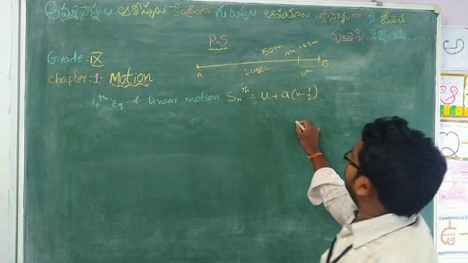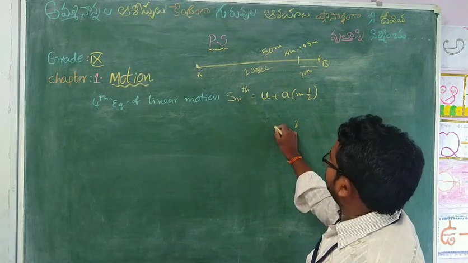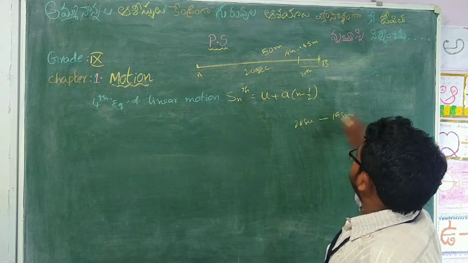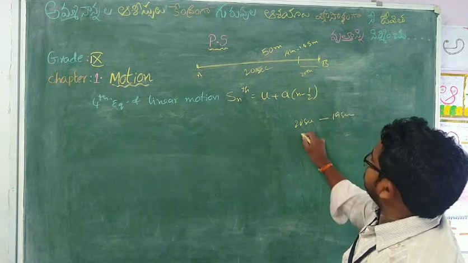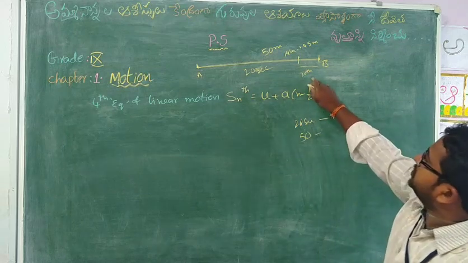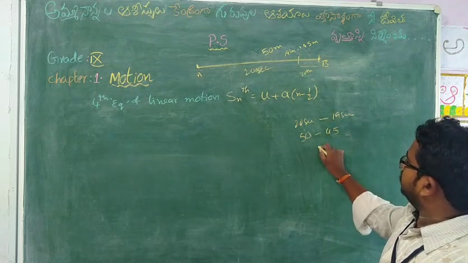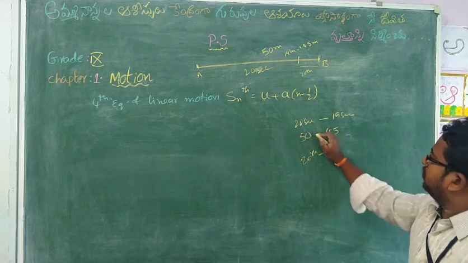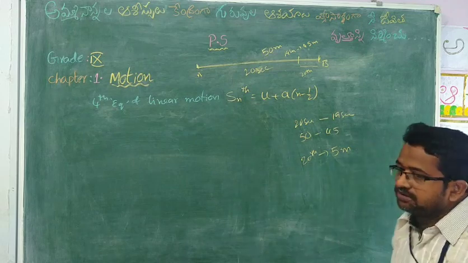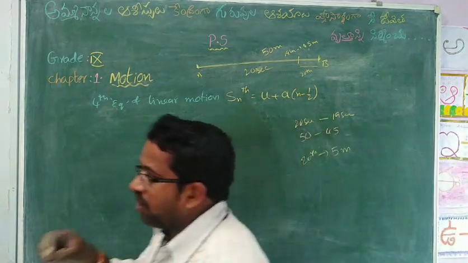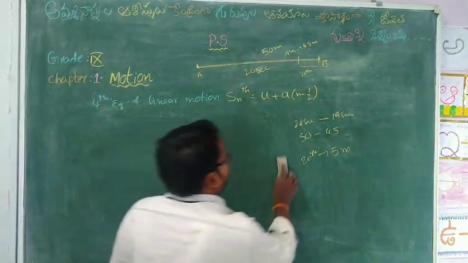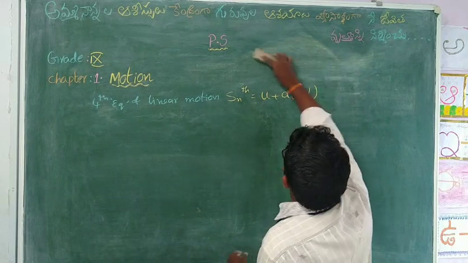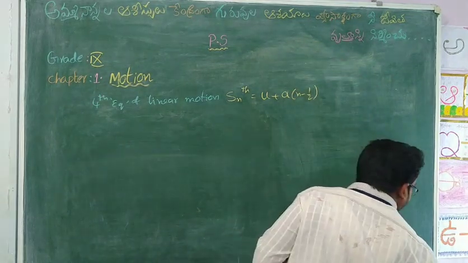How do you get it? Distance in 20 seconds minus distance in 19 seconds. What is the distance in 20 seconds? 50 meters. Minus distance in 19 seconds, 45. So in the 20th second, what is the distance covered? 5 meters. Have you understood? If you want to identify a particular second, simply you have to subtract the distance covered up to the previous second.